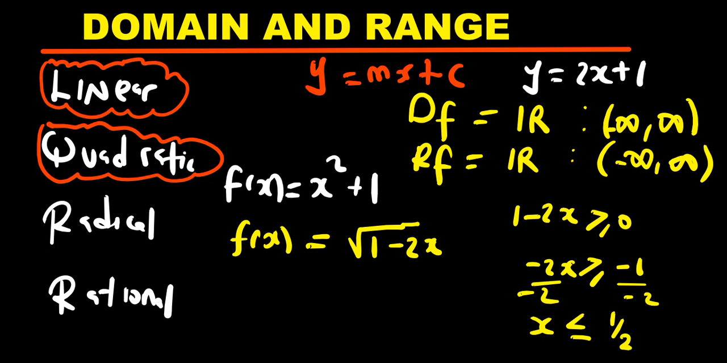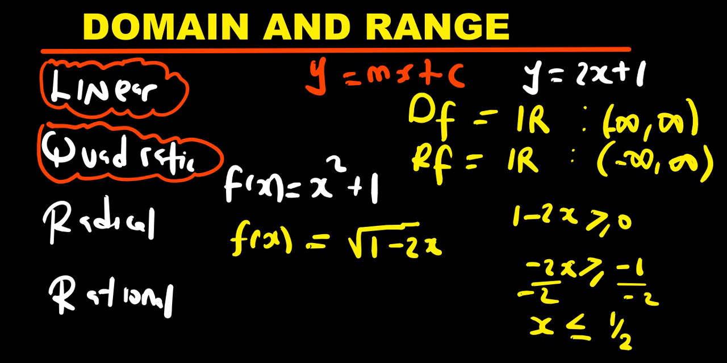Then for you to find the range, you're going to come up with a table of values. In that table of values, because this is an inequality, you test where it's positive and where it's negative. You don't want negative values in the root, so the range will just be all the values in the positive region.